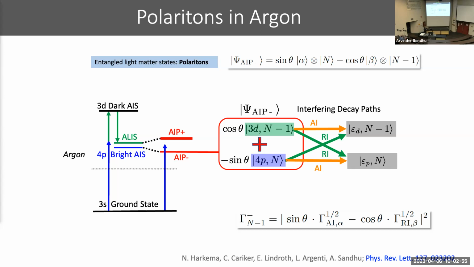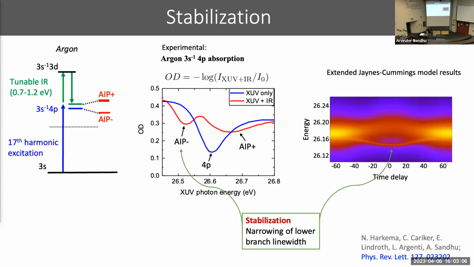So the overall rate of decay, the inverse of which will tell you the lifetime of decay, can be written in terms of these two amplitudes. Our job is to control these amplitudes. So I'll just try to convince you that that control is possible.